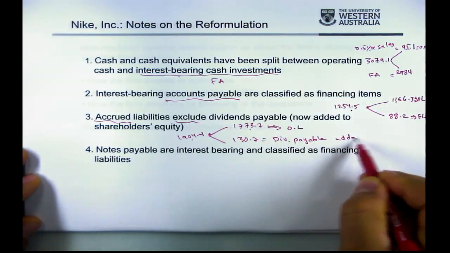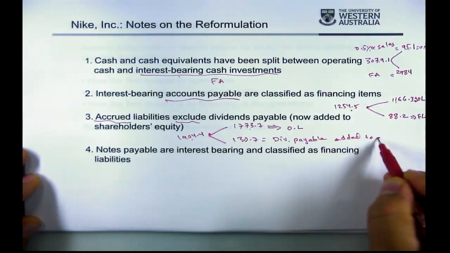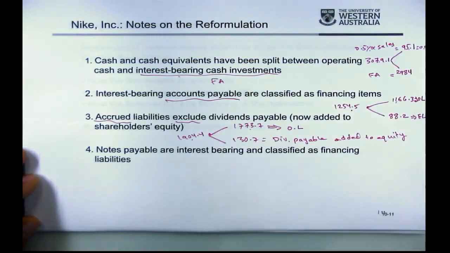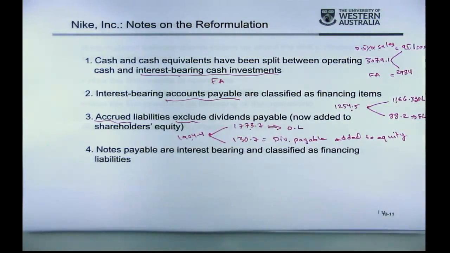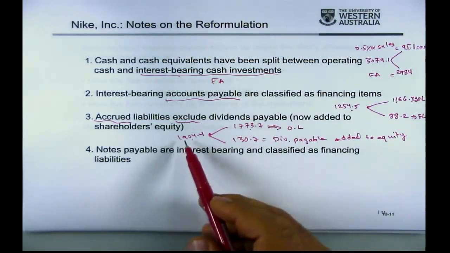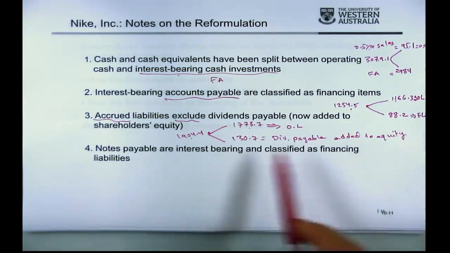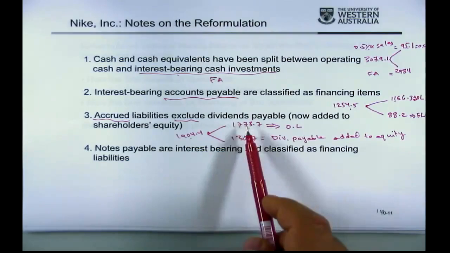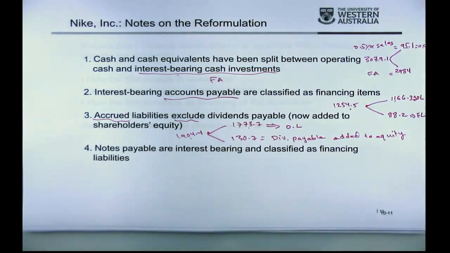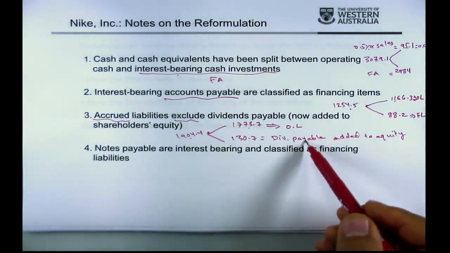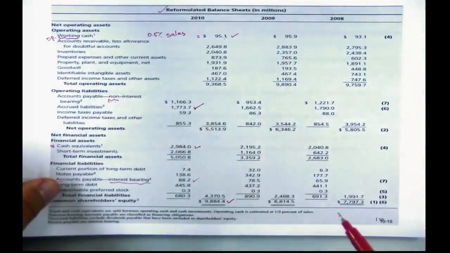This is the dividends payable added to equity. Make sense? So this is the original amount of the accrued liabilities. We exclude the dividends payable and we add it to equity, and the remaining balance, this minus this, is classified under the operating liabilities. Make sense? Here, this one. Okay?